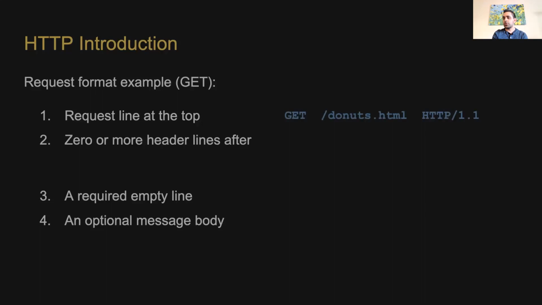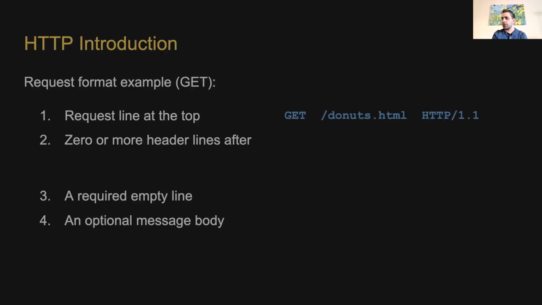All right, so at the very top, you have your request line. In this case, you specify the method. So that's the GET. That's the first thing here. Then the next item is your URI. So this is the resource that you're trying to request. So in this case, I want to go to a page called donuts.html.